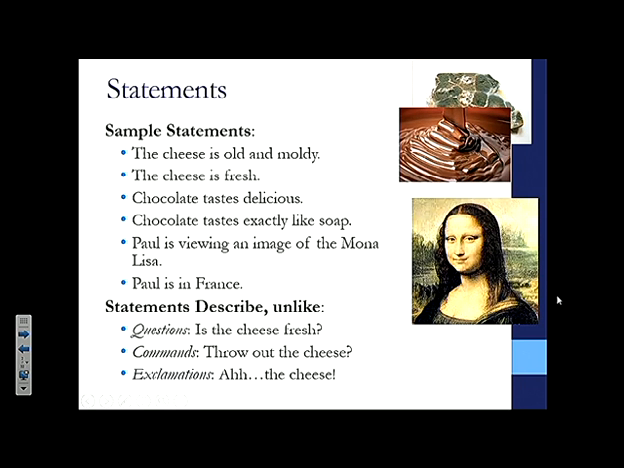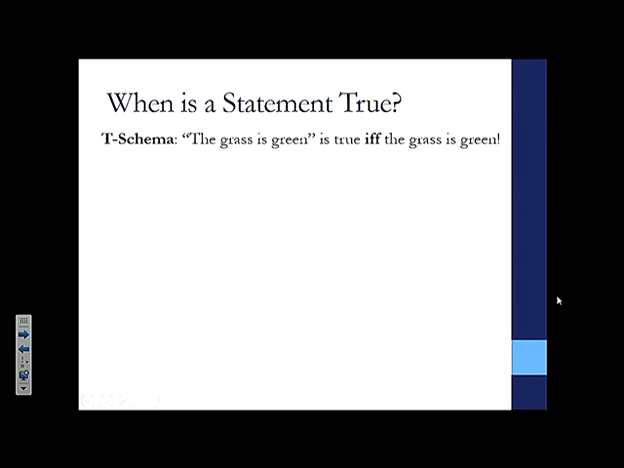All right, so what's distinctive about statements is, first off, they purport to describe the world. If true, they correctly describe how things are. And along with that, they're capable of being true if they do, in fact, correctly describe how things are. All right, so when is a statement true?